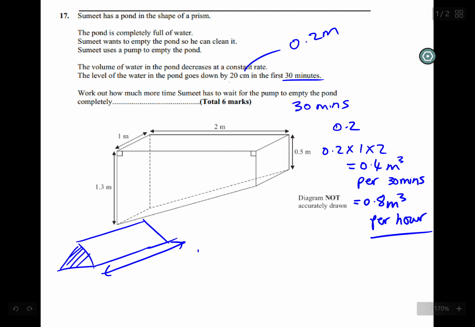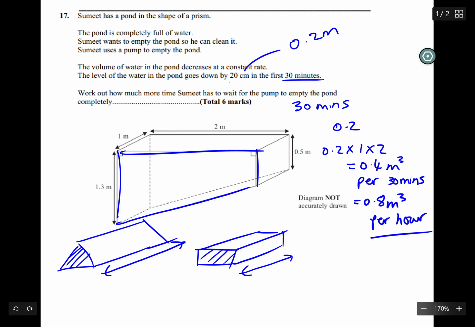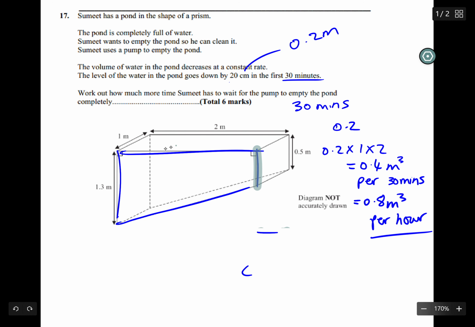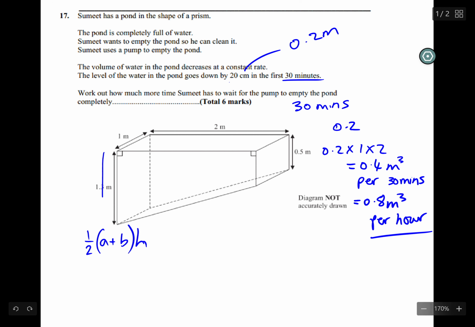If it was a rectangular prism, again just cross section multiplied by the depth here, except in this case you can see it's a trapezium. So the area of a trapezium is going to be half a plus b times height, where a and b are the perpendicular lengths. So we know the perpendicular lengths are 1.3 and 0.5.